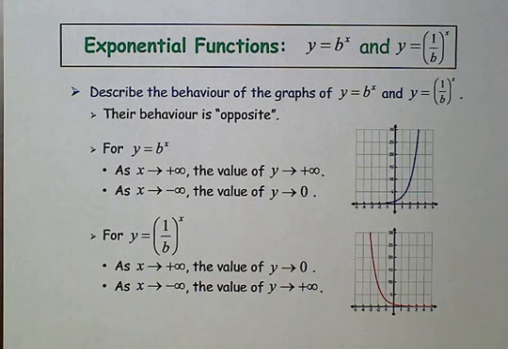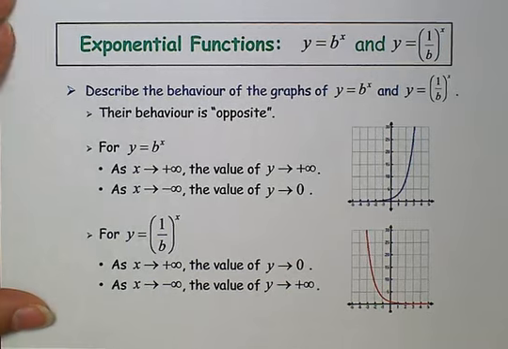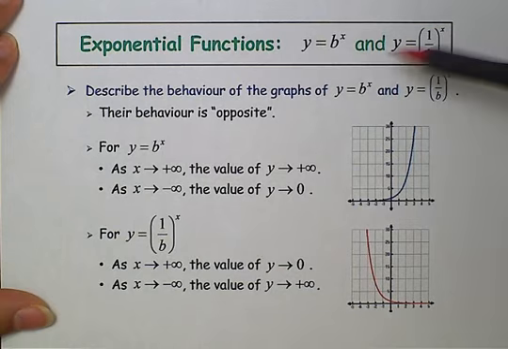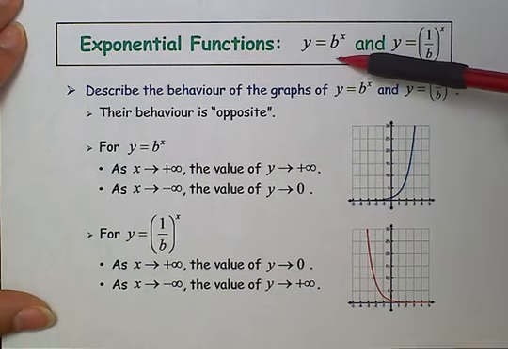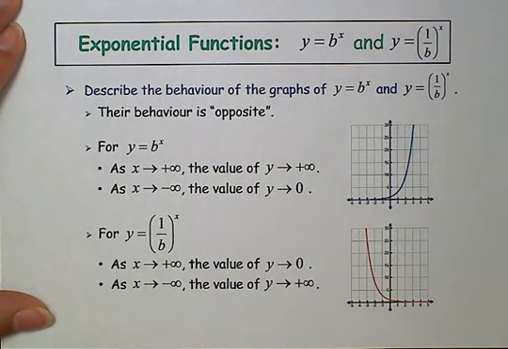Okay, so for the rest of the lesson, we're just going to wrap up some of the concepts and properties that we looked at for exponential functions. So the first slide we're going to look at is exponential functions, comparing y equals b to the exponent x and y equals 1 over b to the exponent x. Or in other words, comparing exponential functions where the base is greater than 1 versus exponential functions where the base is between 0 and 1.